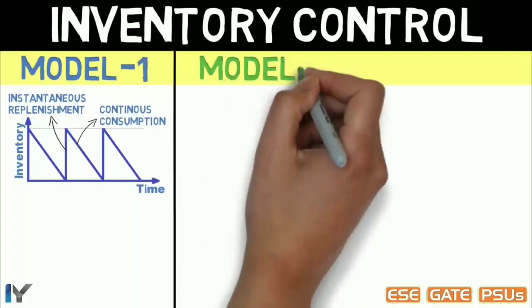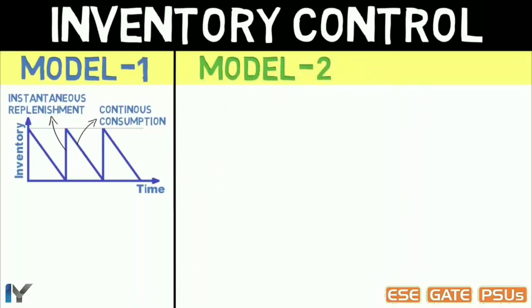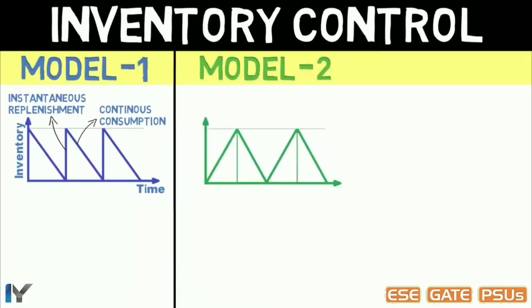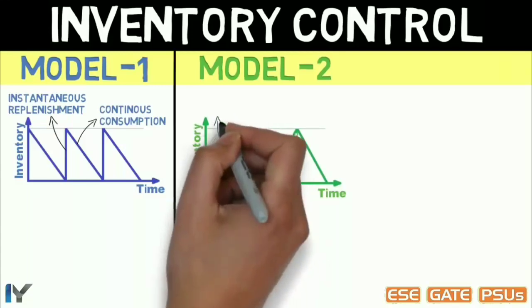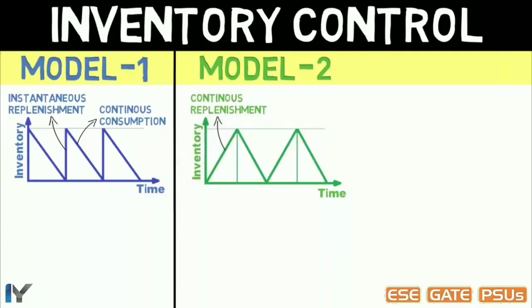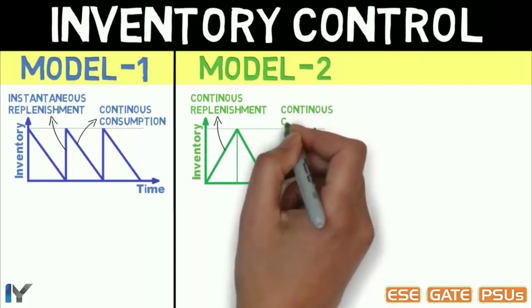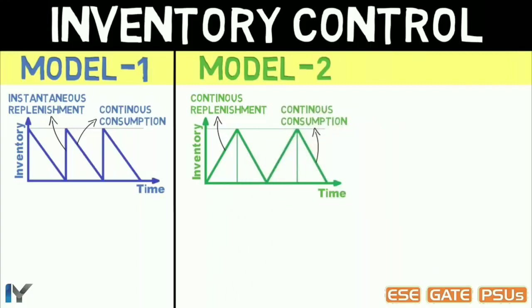Let's see the second model, which is practically possible and a commonly used model in industries, in which we can see that the replenishment of the inventory is not instantaneous but continuous, and the consumption of the stock by the industry is always continuous, which means that on one side the raw material will keep coming into the inventory, and on the other side the industry will use this raw material simultaneously. But here the complex task is to find out the optimum level of inventory for reducing the handling charges. That is, we have to keep the height of this triangle as minimum as possible.